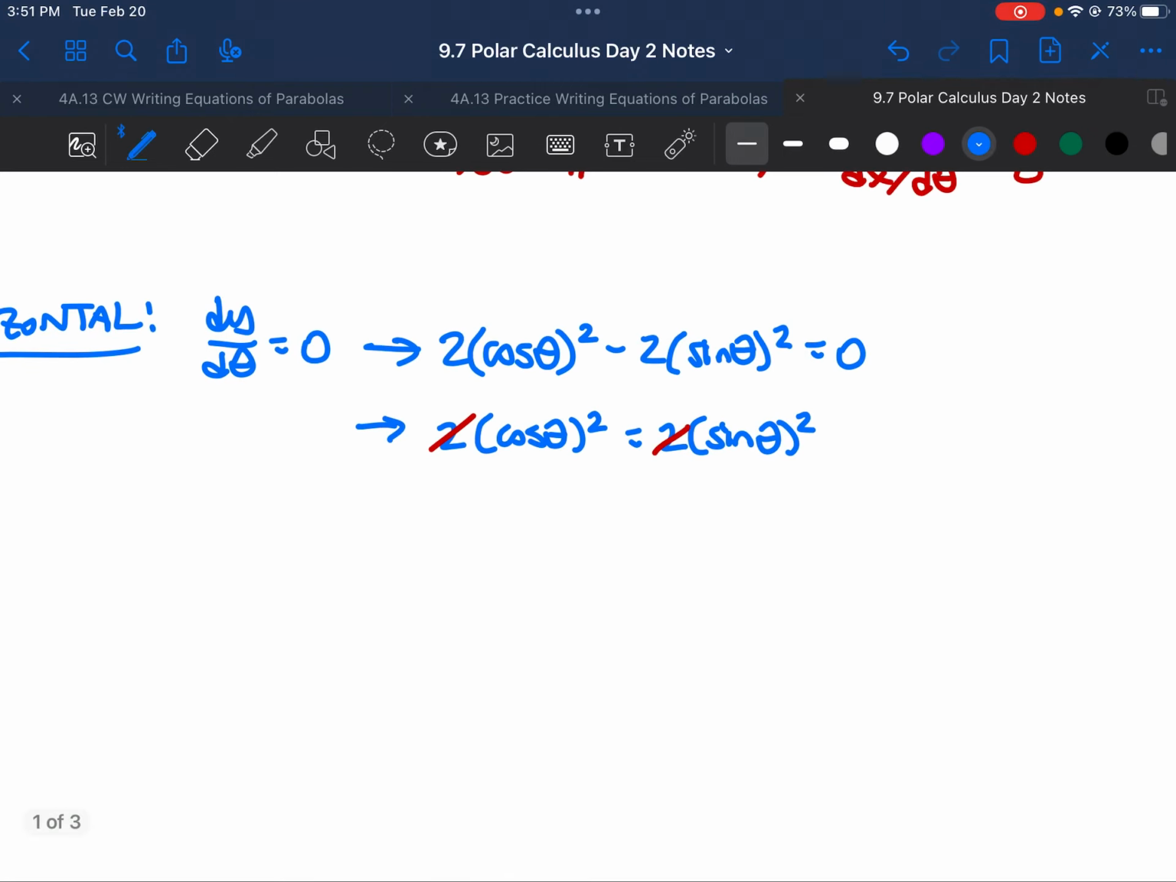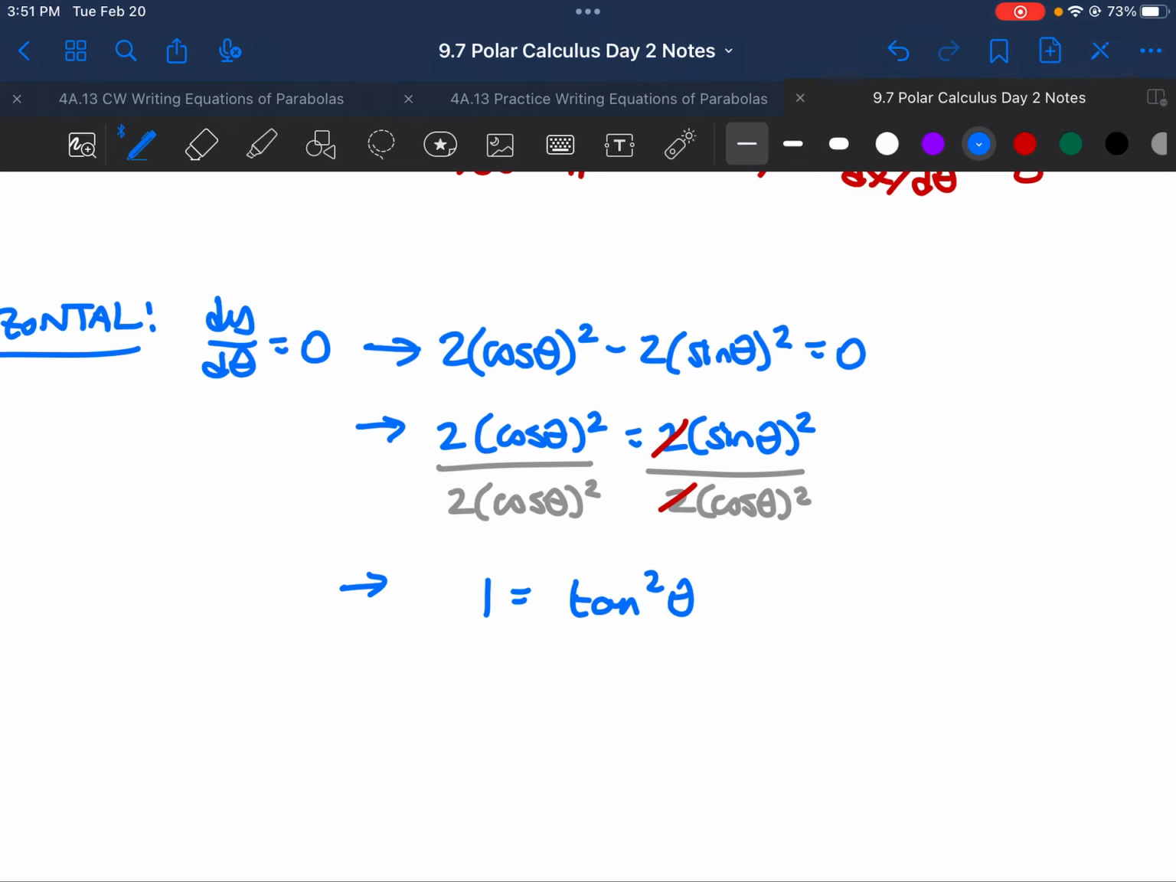In fact, let's actually do something a little bit different. Let's divide both sides by 2 times cosine theta squared. All right, on the left side, that's going to give us 1. On the right side, the 2's will cancel. Sine squared over cosine squared is tangent squared. If we take the square root of both sides, this would tell us the tangent of theta is plus or minus 1.